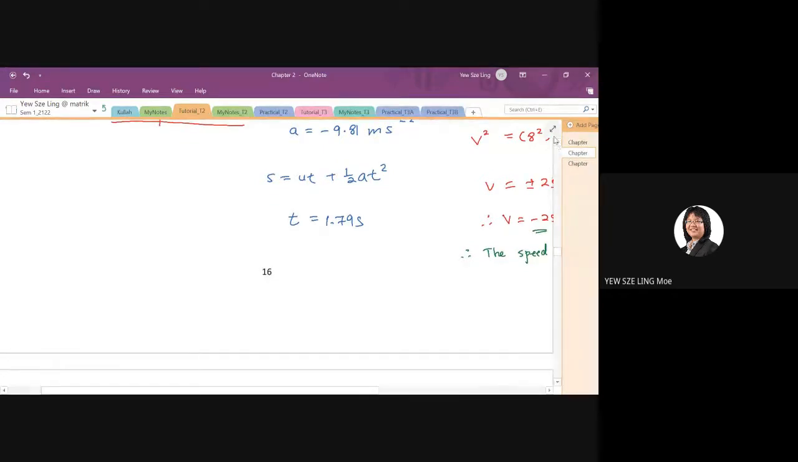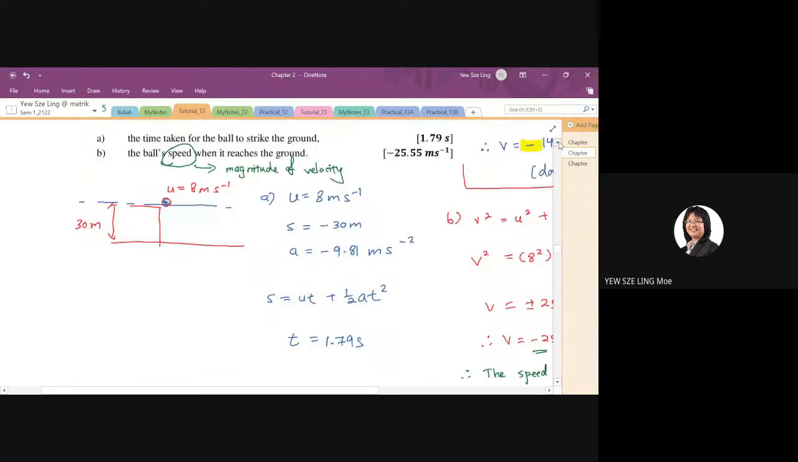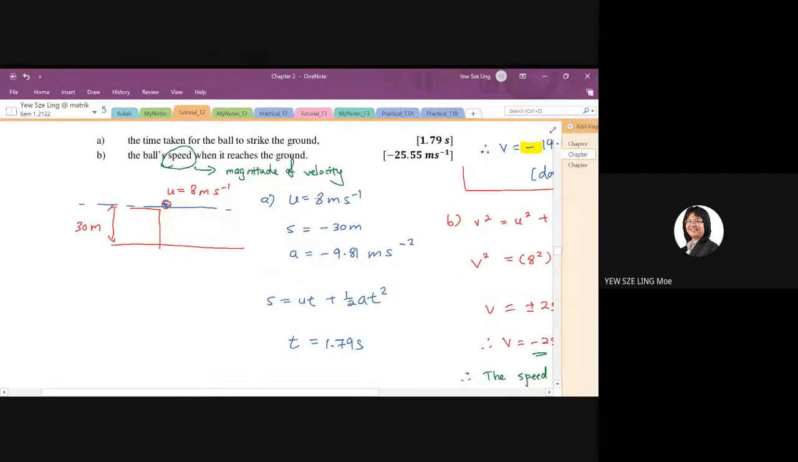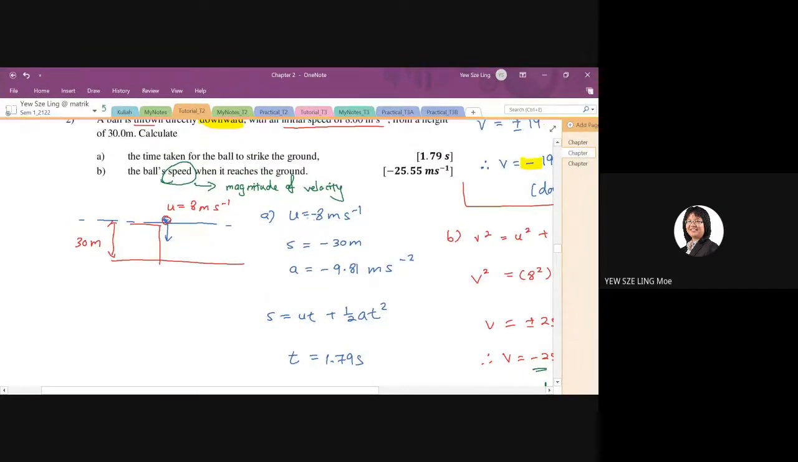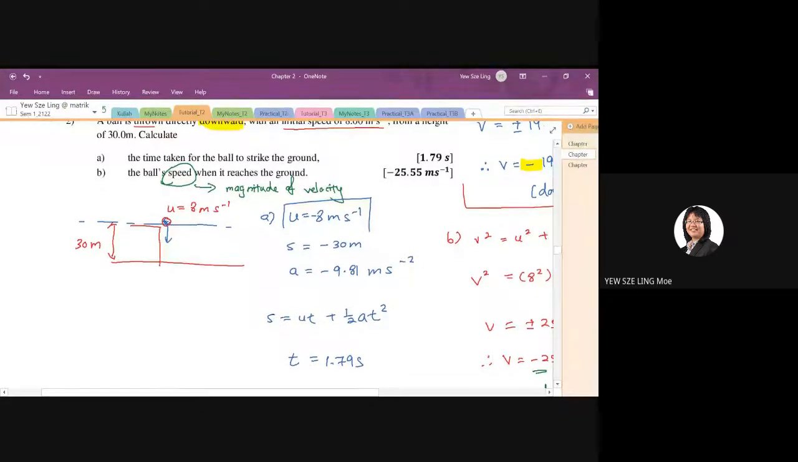All right, before I forget something, last week I made a small mistake here. The u should be a negative sign, because when you throw something down, the velocity is going down. So you have to take into consideration the negative sign here. For question 2, u is equal to negative 8 meters per second.